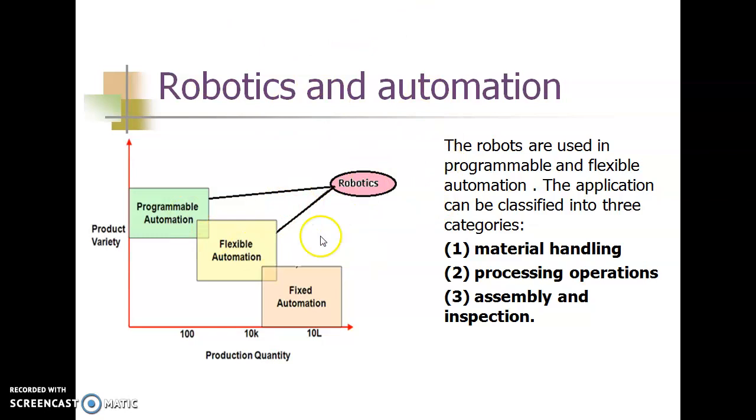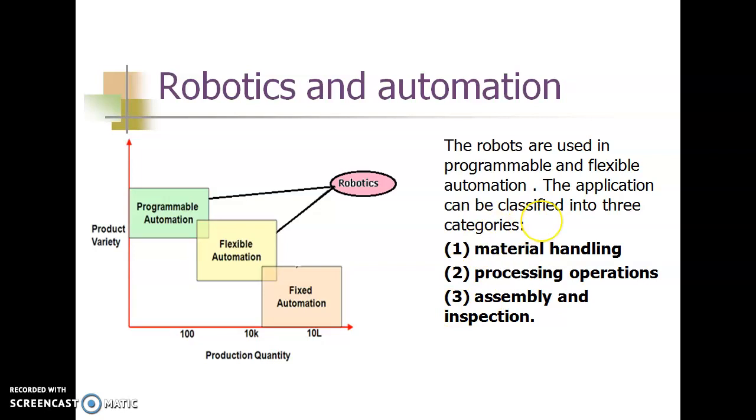The very important areas where robots can be employed are material handling applications, processing operations, as well as assembly and inspection. In these three areas, robots are used in programmable automation as well as in flexible automation.